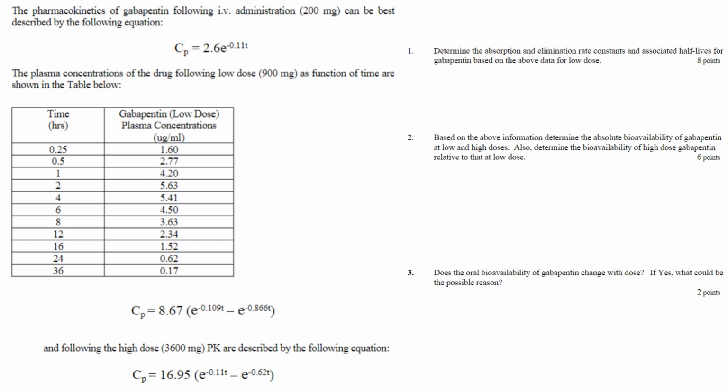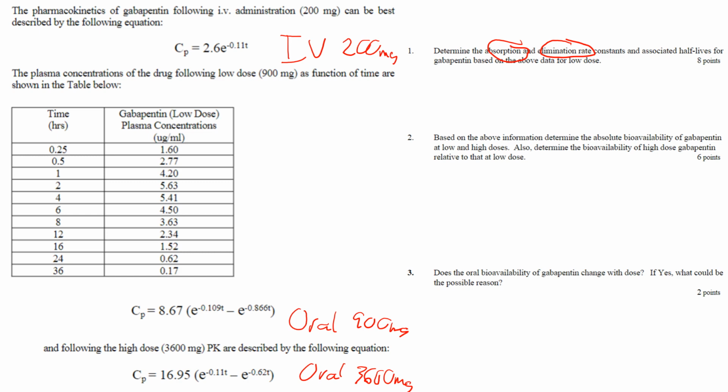Okay, so let's do some math with extravascular PK. We have 3 forms of gabapentin. We have this IV form, which 200 milligrams was given, we have an oral form where 900 milligrams were given, and we have another oral form where 3,600 milligrams were given. So this first problem wants us to find the absorption and elimination rate constants. So how do we do that?